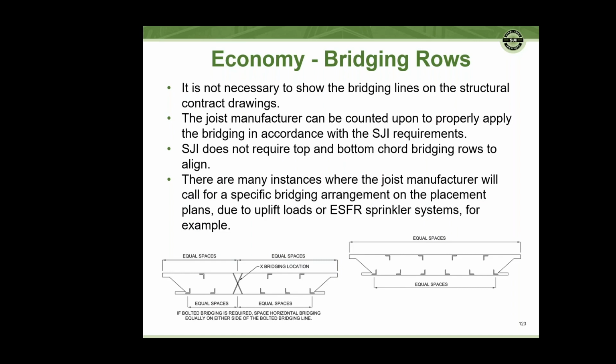Something to be aware of is that the SJI does not require the top and bottom chord bridging rows to align, and there are many instances where the joist manufacturer will call for a specific bridging arrangement on the placement plans. So we see two examples in the bottom here that relate to uplift loads, where the spacing's been tightened up a little bit at the bottom chord for economy, or another instance would be for an ESFR sprinkler system that has some specific requirements about maintaining adequate space between the bridging locations and the sprinkler heads. So for these types of examples, the joist manufacturer is going to have to provide some pretty detailed instruction on the placement plans about the bridging rows anyway. Attempting to show them first on the contract drawings and then having us adjust it on the placement plans, you might as well just defer it to the joist manufacturer and say bridging per SJI.